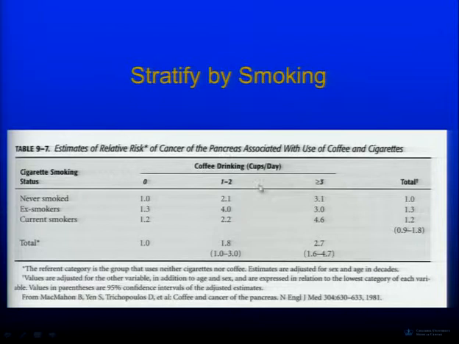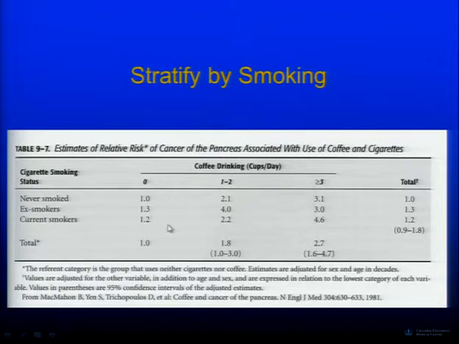And if we look at this, the coffee drinking cups per day, again going up here, what is going on with the odds ratios? Is there still an increased risk within each category of smoking for coffee drinking? So does coffee drinking increase your risk whether you smoke or not? Yes, right? It looks like the odds are going up. So I saw some head shaking, so we're going to go with that.